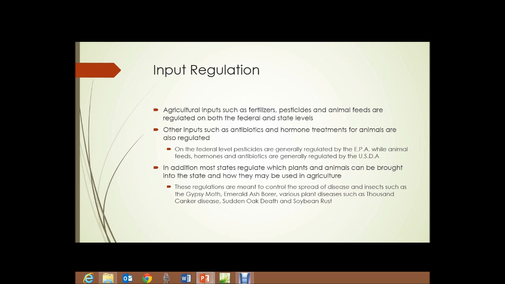In addition, most states have regulations on which plants and animals can be brought into the state and how they may be used in agriculture. These regulations are meant to control the spread of disease and insects such as gypsy moth, emerald ash borers, various plant diseases such as thousand canker disease, citrus canker, sudden oak death, soybean rust, that sort of thing. So now we'll look at the types of individual inputs.